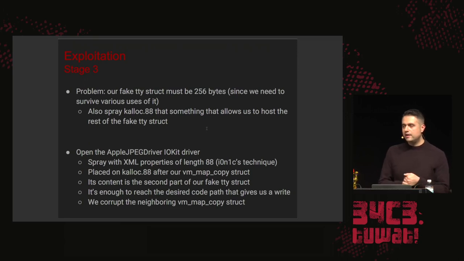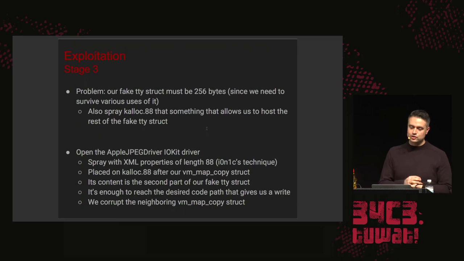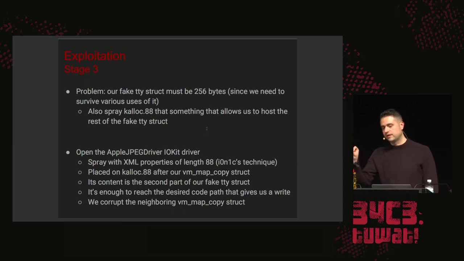So remember that I couldn't work on any other calloc zone or anywhere else, because what I only knew was the address of that calloc 88 zone. I had nothing else to build on. So at that point, I started doing a much more complicated heap arrangement. Instead of spraying just one thing, I was trying to create a pattern of two controlled things. Now I couldn't use VMAP copy structs for both these slots because the VMAP copy structs have a header, right? So it would mess up my fake TTY struct.